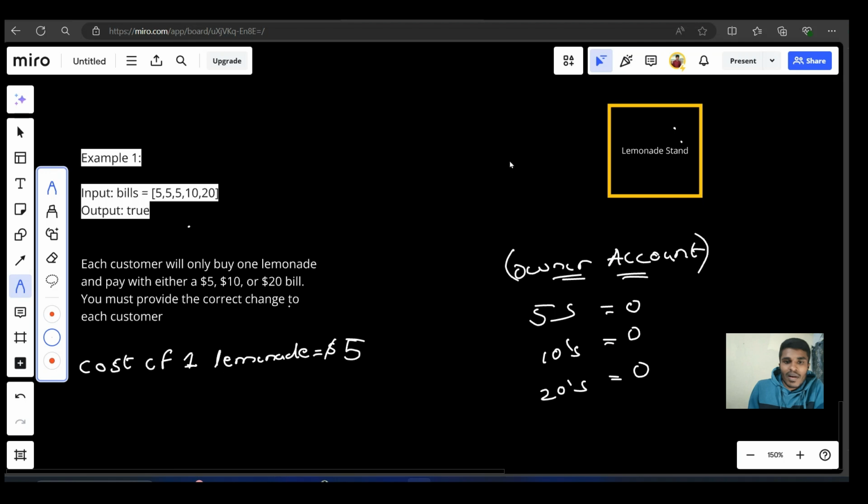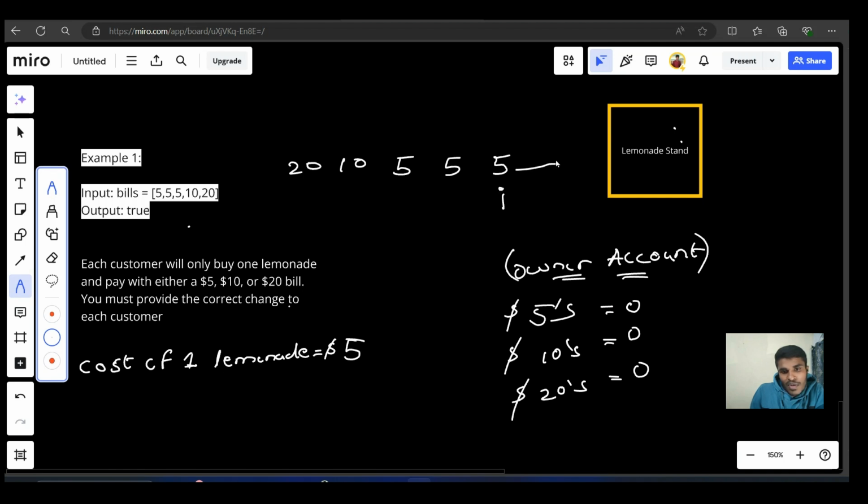So I will write the order of the customers first: 5, 5, 5, 10, and 20. They are in a queue now. This is the owner's account. Initially, there is no change with the owner. Initially he is with 0. Now we are starting here.